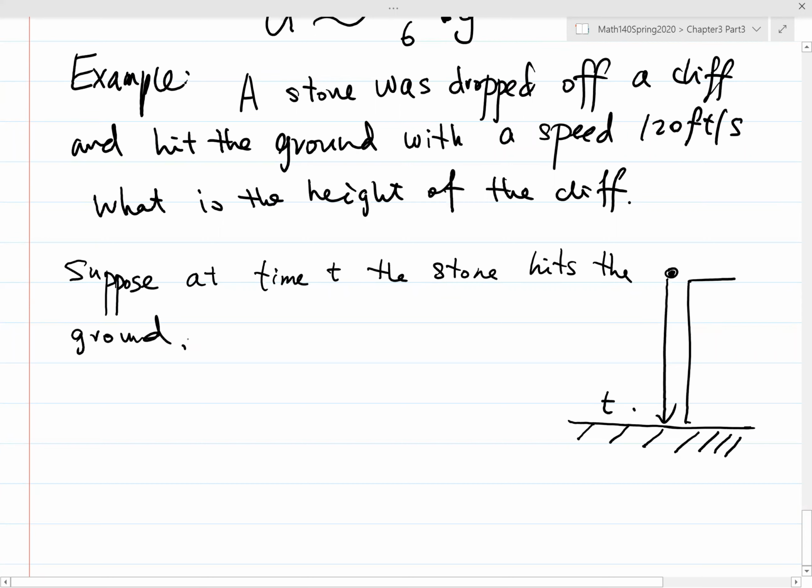Now this is motion of constant acceleration. This is on the earth, okay? So V at t is gt plus V0. V0 is zero because it's free fall motion. Dropped off a cliff, the initial velocity is 0. So actually we only have gt, where g is constant. Now here, we know this is 120 feet per second.